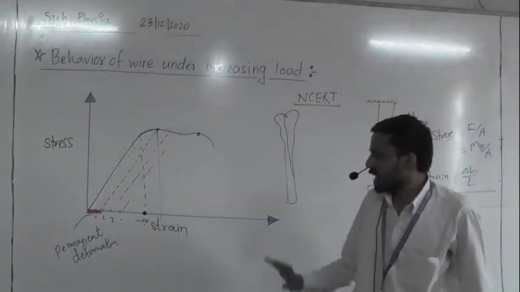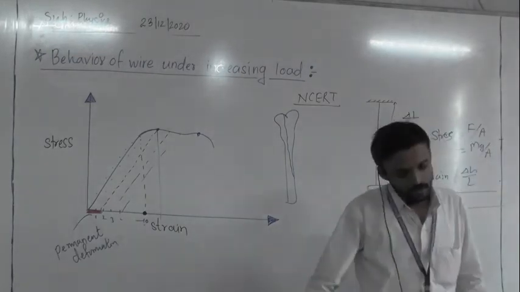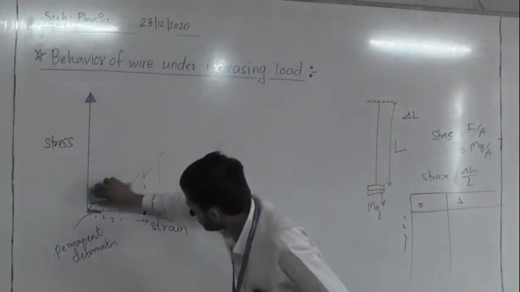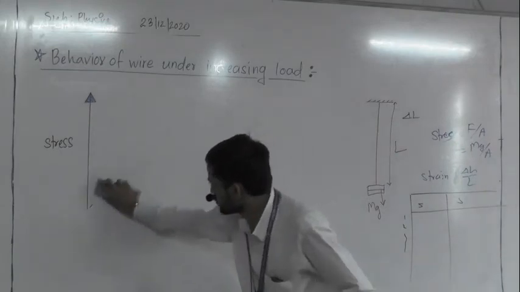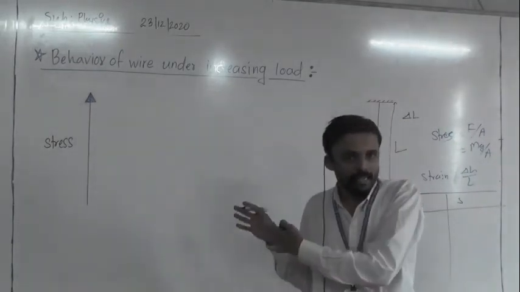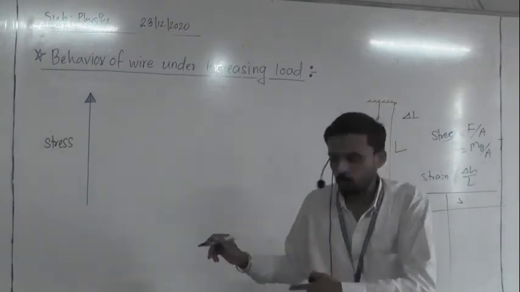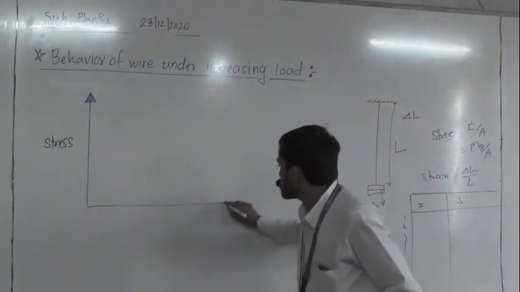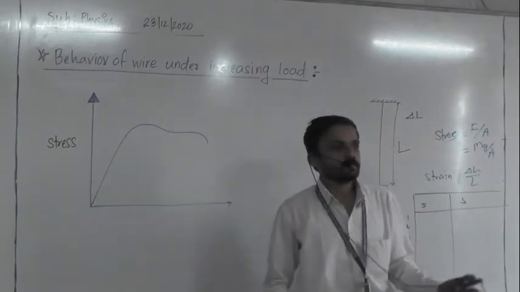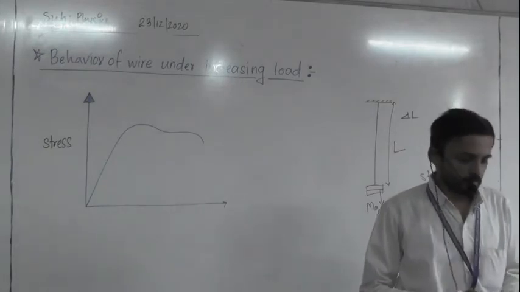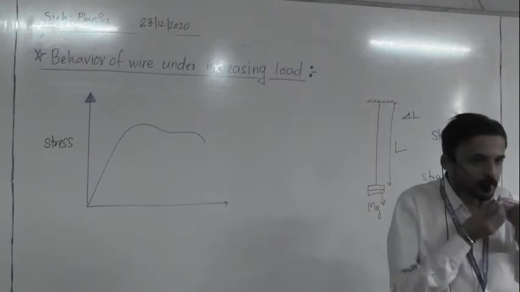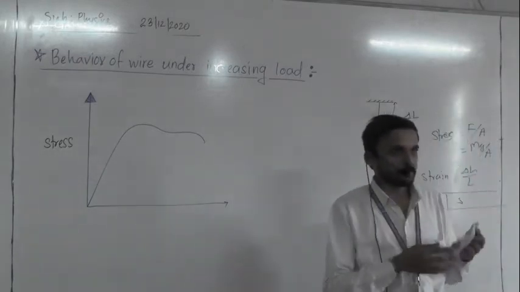Okay. So shall we write something? Draw the graph first. Let me show you how to write. A perfect graph. Come on, write it fast.